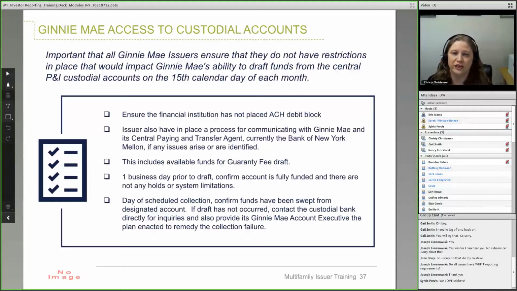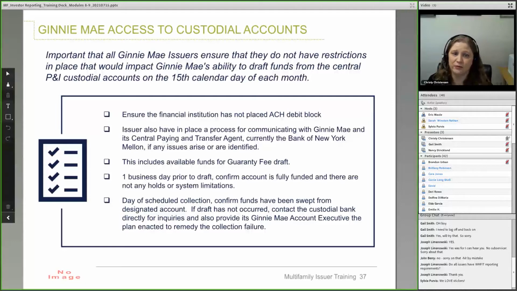for guarantee fee drafts. Another best practice is 1 business day prior to the draft to confirm that the account is fully funded and there are not any holds or system limits. On the day of the scheduled draft, confirm funds have been swept from the designated account. If the draft has not occurred, contact your custodial bank directly. Also, provide your Ginnie Mae account executive the plan to remedy the draft failure.